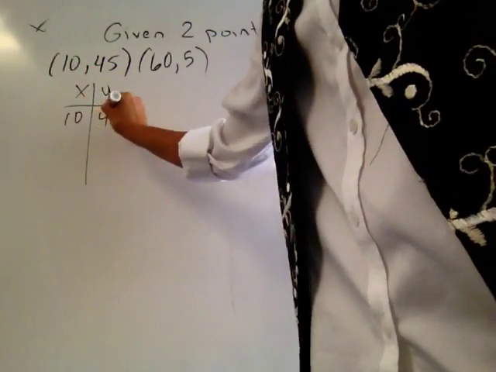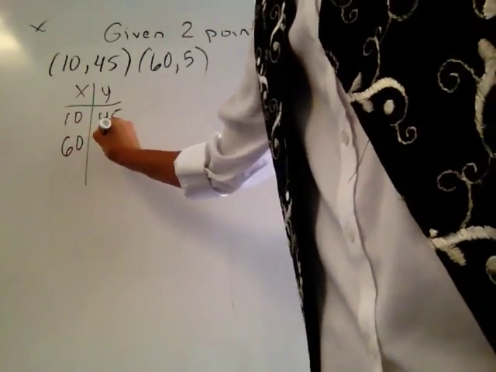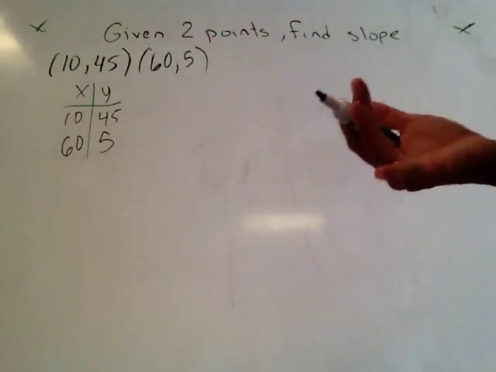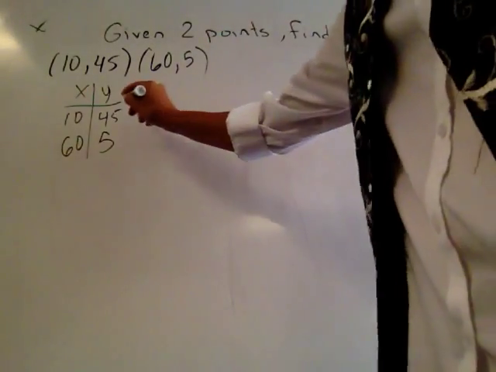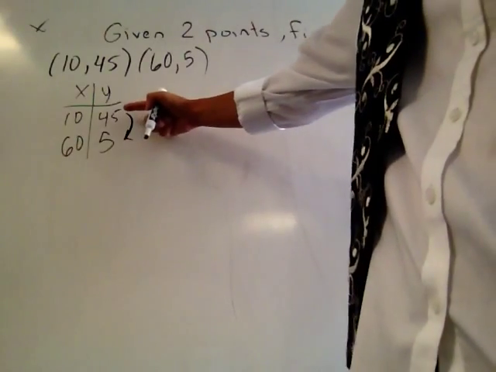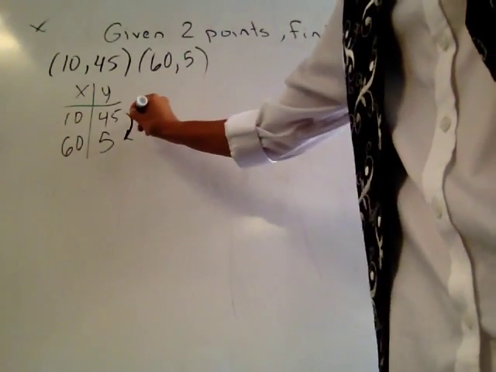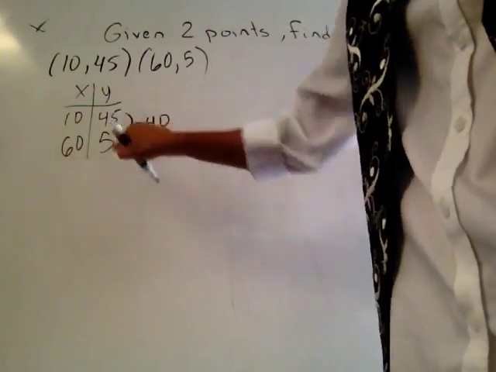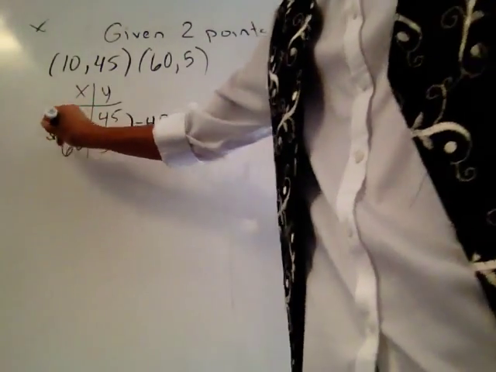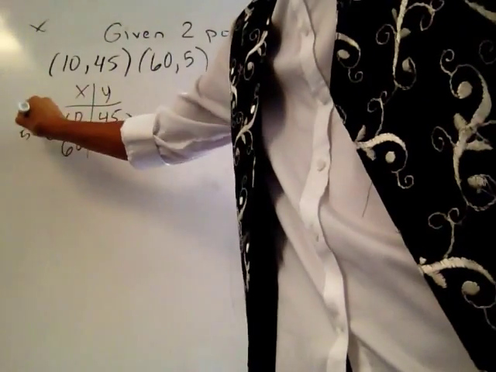So this could be 10, 45, and my second point is 60, 5, my x and y values. Right? So now I'm asking myself, slope is how does this grow? So how do I get from here to here? And in fact, this doesn't really grow up, this grows down. So this is negative 40, right? 5 minus 45 gives me negative 40, or I have to subtract 40. This side grows by 50, I just add 50.